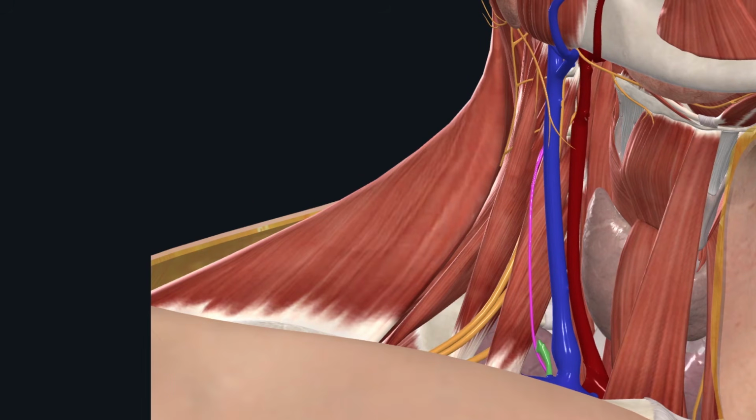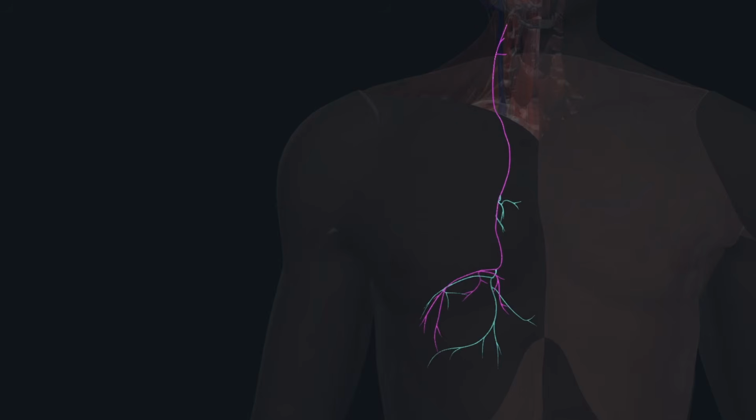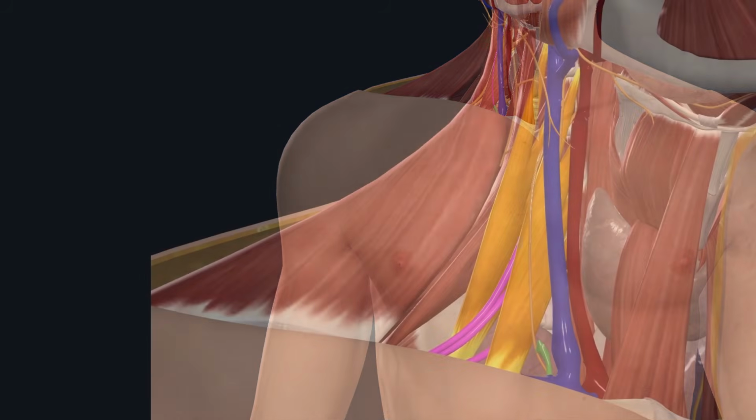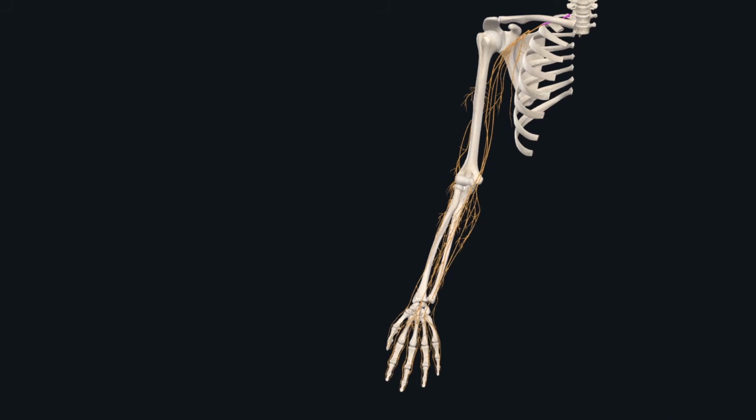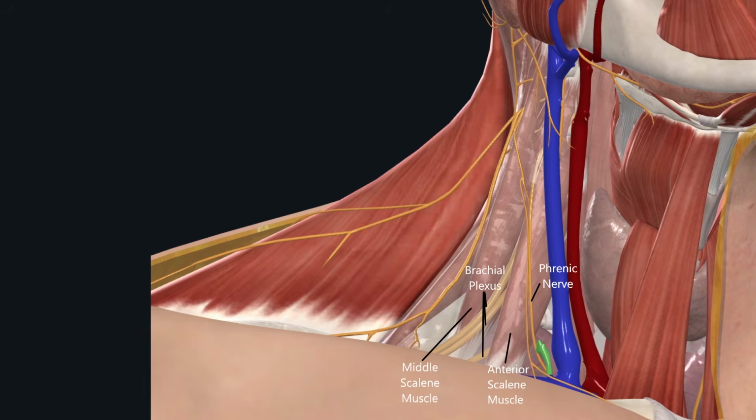Phrenic nerve is located superficial to the anterior scalene muscle, while brachial plexus is located between the anterior scalene and middle scalene muscle. These structures should never be injured, as injury to the phrenic nerve can lead to hemidiaphragm paralysis, and injury to the brachial plexus will result in paralysis of the arm, which can be devastating. So these are complications that should never happen, and you can avoid them by staying superficial to the cervical plexus as well as prevertebral fascia.